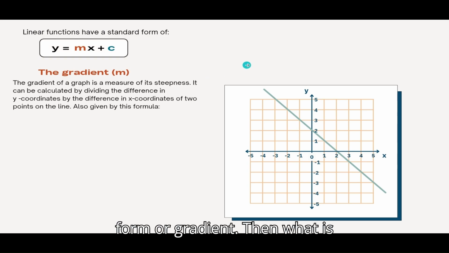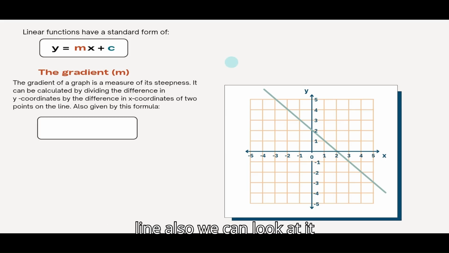Or gradient. Then what is the gradient? The gradient of a graph is a measure of its steepness. It can be calculated by dividing the difference in the y coordinates by the difference in the x coordinates of 2 points on a line. Also, we can look at it with this formula.